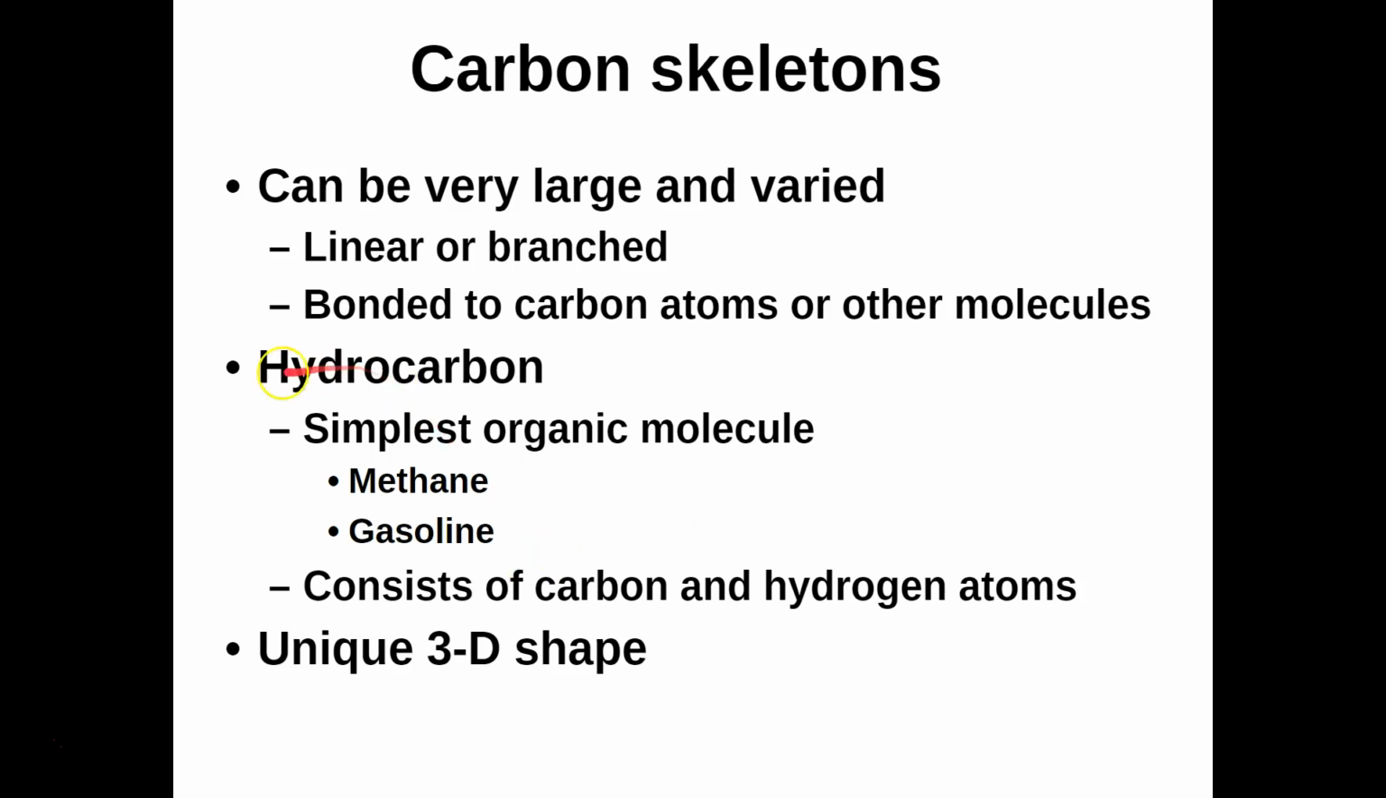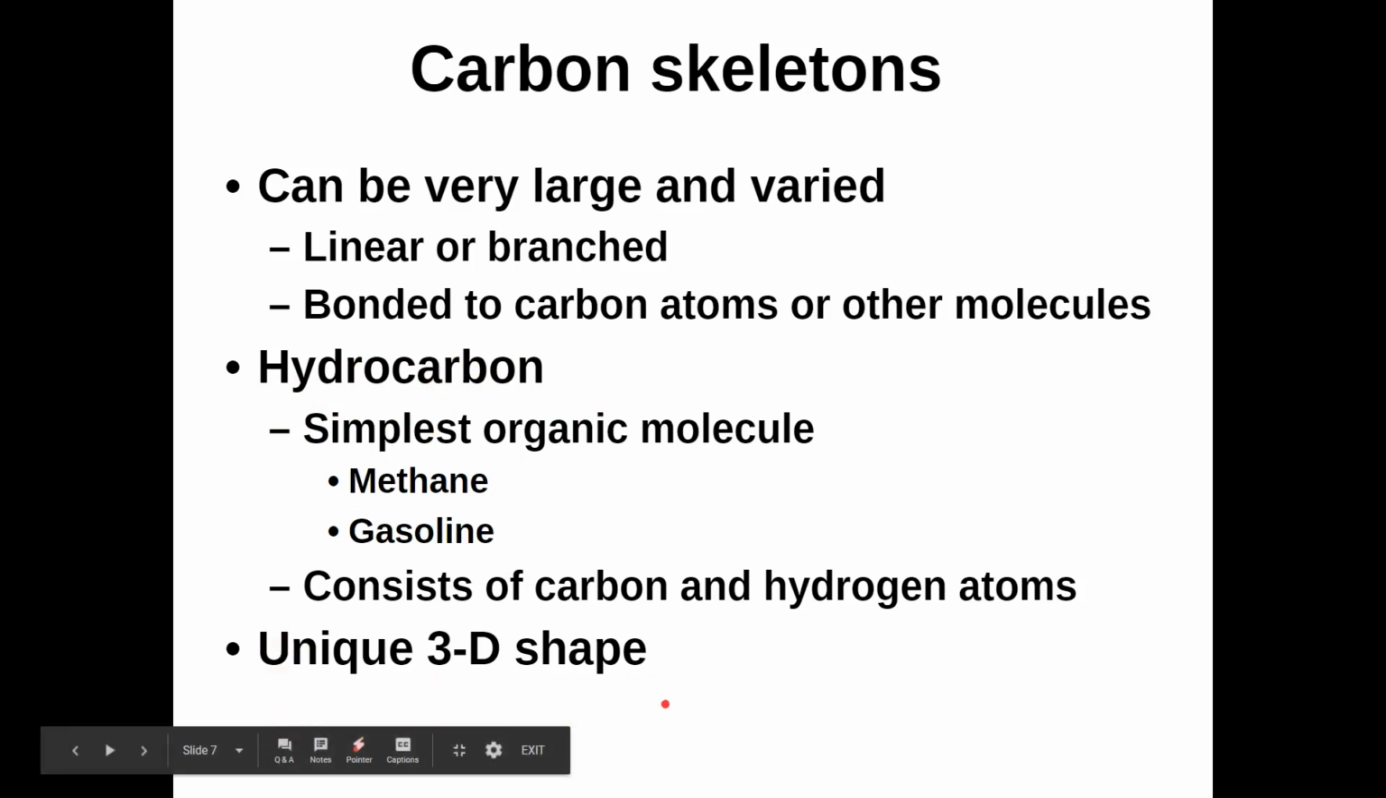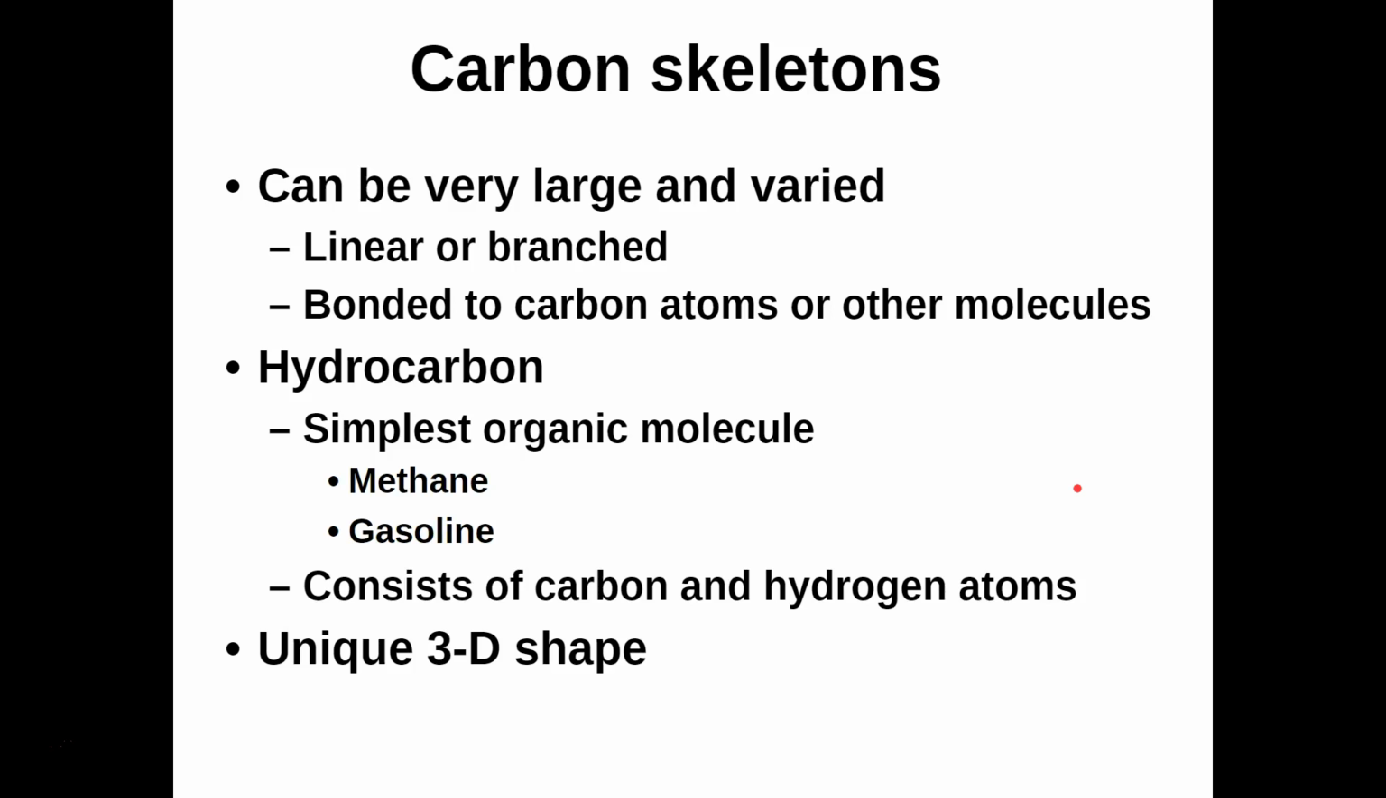And this idea of a hydrocarbon is the simplest organic molecule. The example here is methane, or CH4. Gasoline is also a derivative of a hydrocarbon. And a hydrocarbon, as the name implies, is just hydrogen and carbon put together. And every single hydrocarbon has this sort of unique 3D shape, which gives it its various properties, depending on whether or not it's branched, depending on whether or not it's making double bonds, depending on whether or not it is forming a ring. Okay, so quick review. Carbon, an extremely important molecule in chemistry and biology.